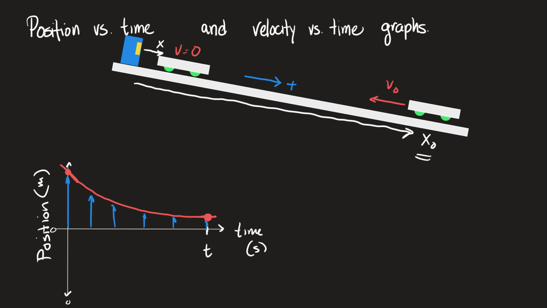So if we consider a time here in the middle, when the car was moving, and say it was right here, an arrow representing the velocity would be shorter than this arrow, but not 0 because it's still moving.